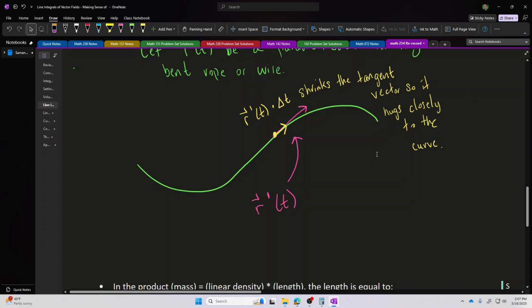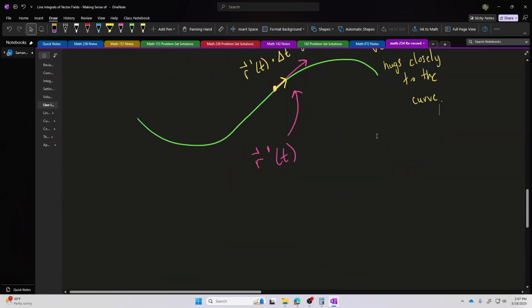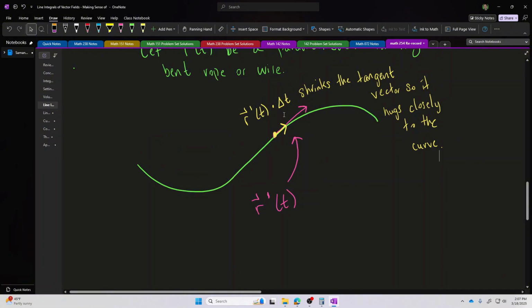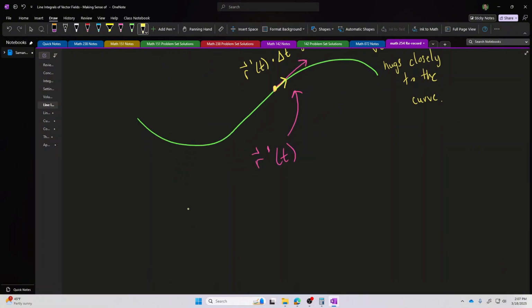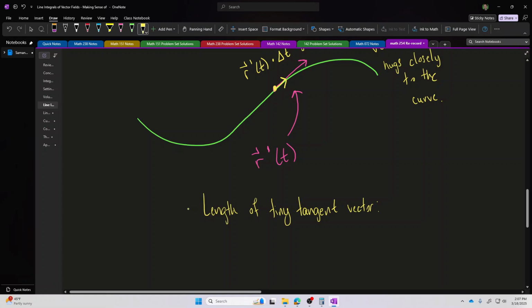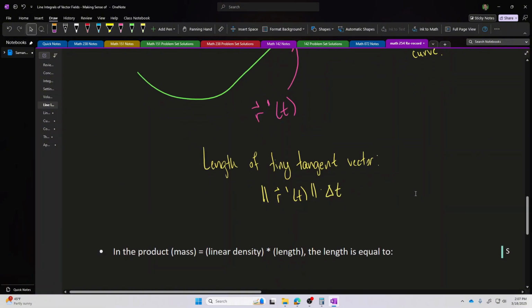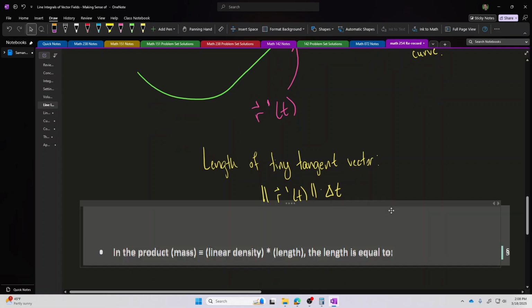Now, if I wanted to determine the length of this shrunken tangent vector that I have just drawn, I can do that by taking the magnitude of r prime and multiplying that by this scaling factor delta t. Magnitude of r prime times the scaling factor delta t. The delta t is already a scalar, so when you're finding length, you don't have to change that in any way.